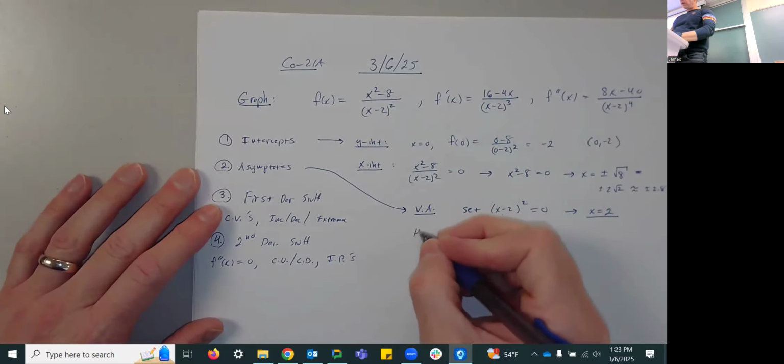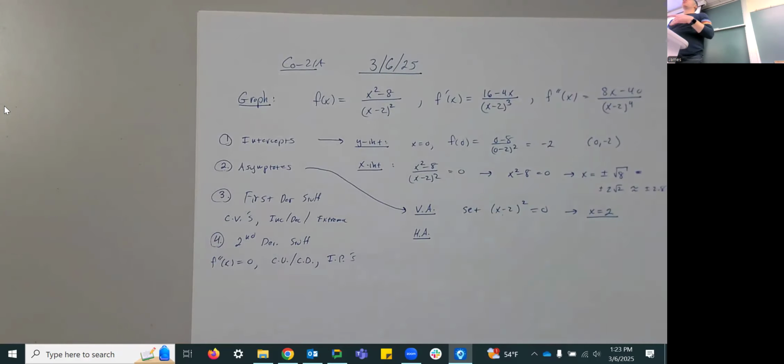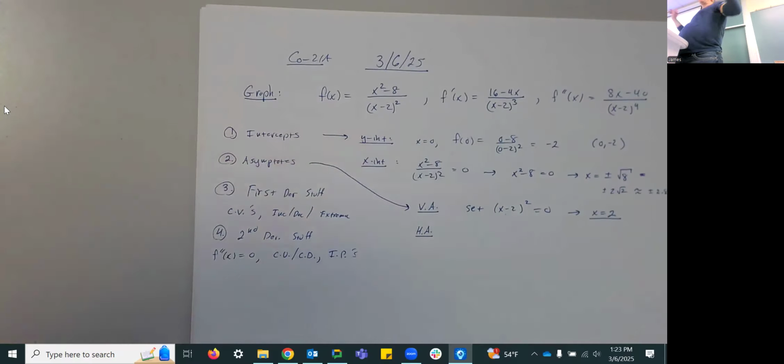For the horizontal asymptote, broadly, the way you find the horizontal asymptote is by taking the limit as x goes to infinity or negative infinity. For a rational function, it's always the same on either side, so you really just have to look at one of them. Other functions have different horizontal asymptotes on the left and on the right. Kind of annoying. They're few and far between, but they do exist.